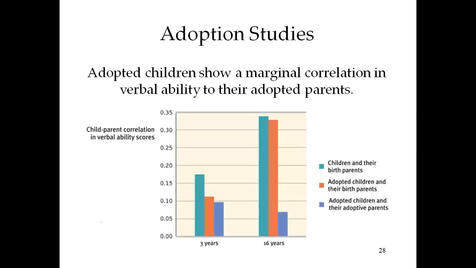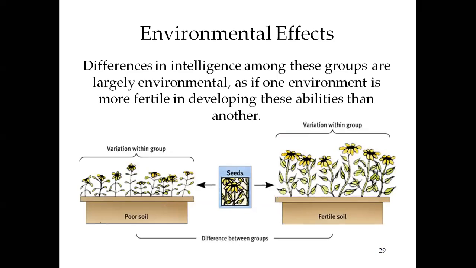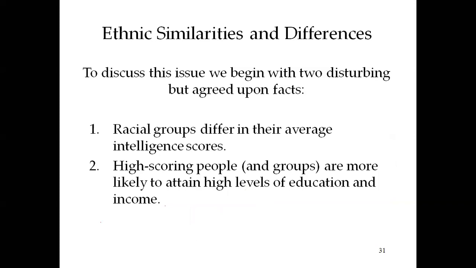Okay. So, some of the correlation graphs show how it impacts the kids, like you can see, right? Not much of importance, the thing that I have been told before, and environmental effects, right? And the other reason is what? Yes, ethnic similarities and differences. Racial groups differ in the average intelligence scores.